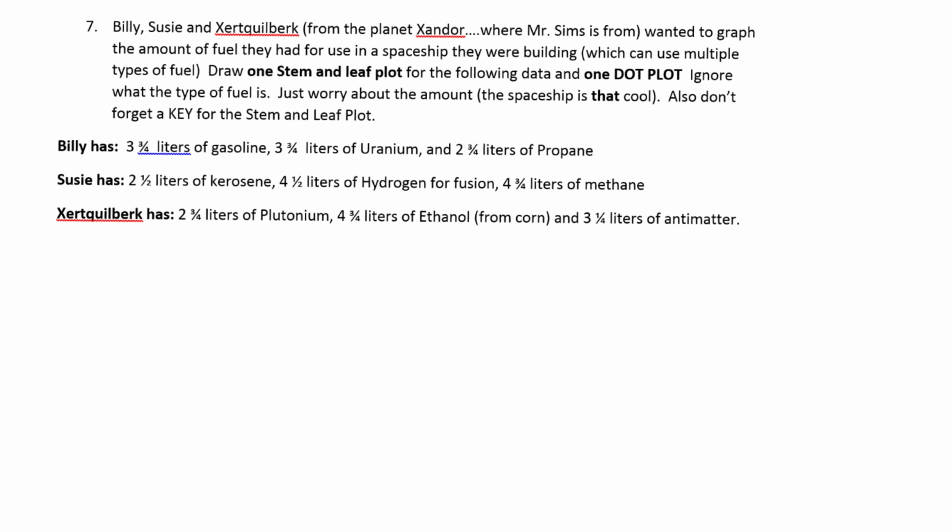So looking at this data, it talks about the fuels that Billy has. Billy has 3 3/4 liters of gasoline, 3 3/4 liters of uranium, 2 3/4 liters of propane. Susie has 2.5 liters of kerosene, 4.5 liters of hydrogen for fusion, 4 3/4 liters of methane. Bob has 2 3/4 liters of plutonium, 4 3/4 liters of ethanol, and 3 1/4 liters of antimatter. So these are the values of the amounts that they have.